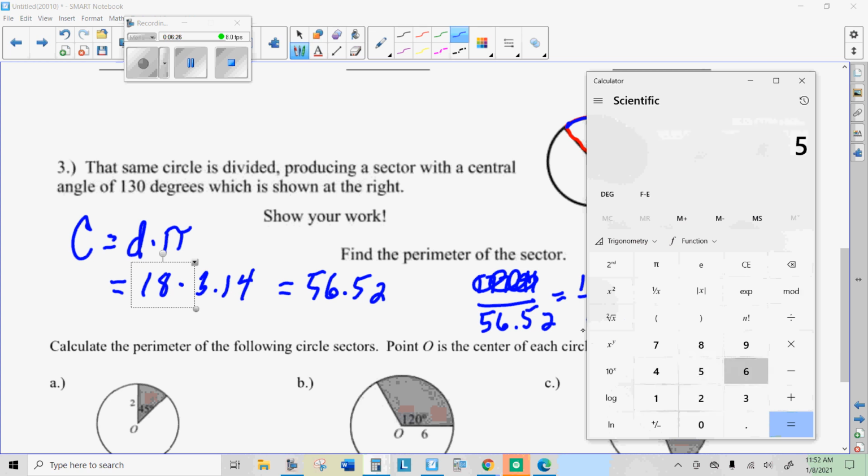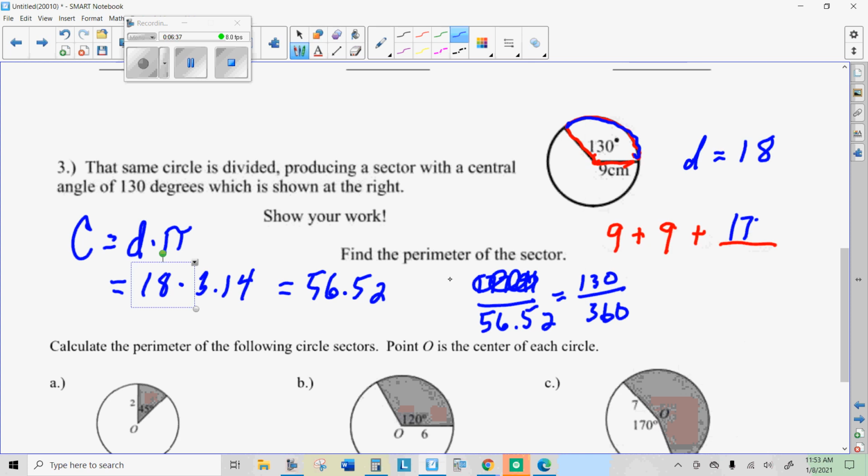So 56.52 times 130 divided by 360. That's better. 20.41. Do you guys see how I knew I had made a mistake on my calculator there? That number was way too big. It can't be more than the total.